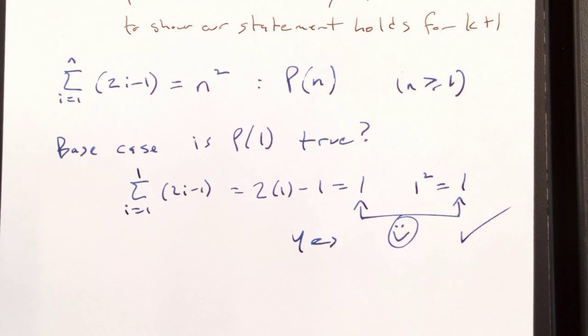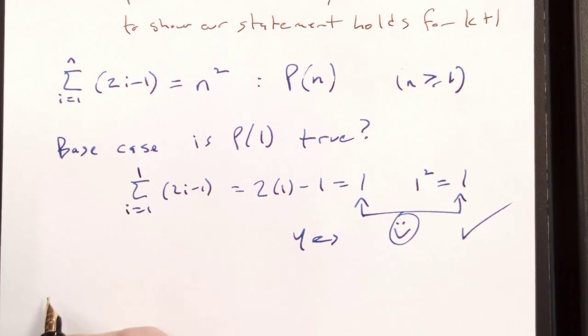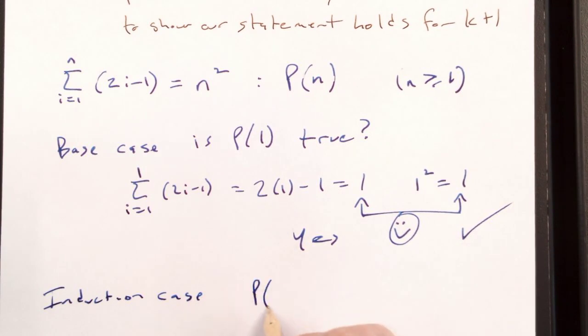So that's my base case. To do my induction case, I need to write the if-then. So our induction case is going to look like that. From the K statement, can I get the K plus 1 statement? That means there's a hypothesis on the left side here. I need to write that down. I always write down my induction hypothesis.